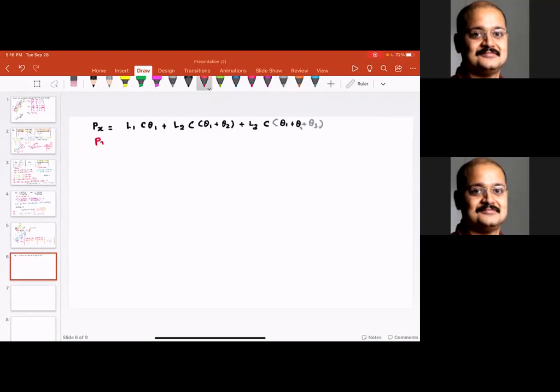Py is equal to L1 sine theta 1 plus L2 sine theta 1 plus theta 2 plus L3 sine theta 1 plus theta 2 plus theta 3.